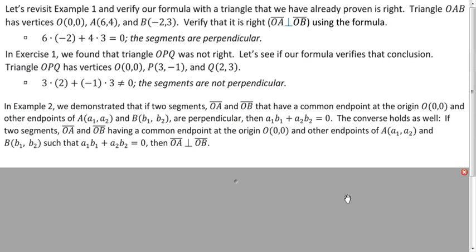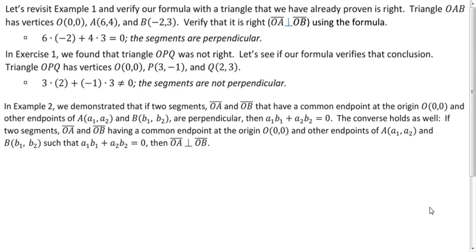And the converse of this also holds. Just like we learned that the Pythagorean theorem is true, as is its converse, the other way around, the same is true here. If we have segments with a common endpoint at the origin and they satisfy this equation, then the segments are perpendicular, and vice versa.